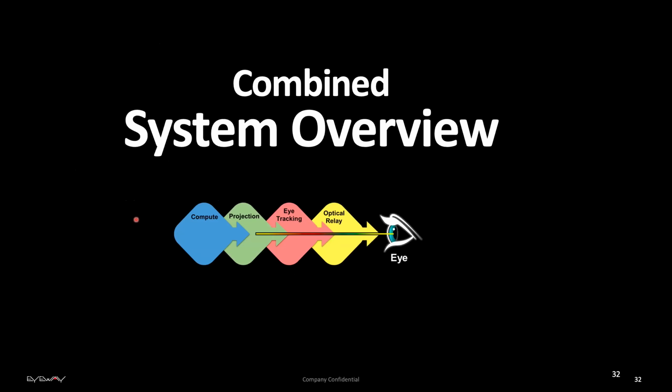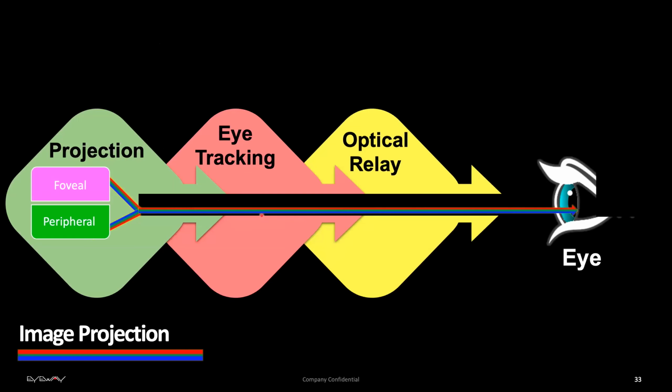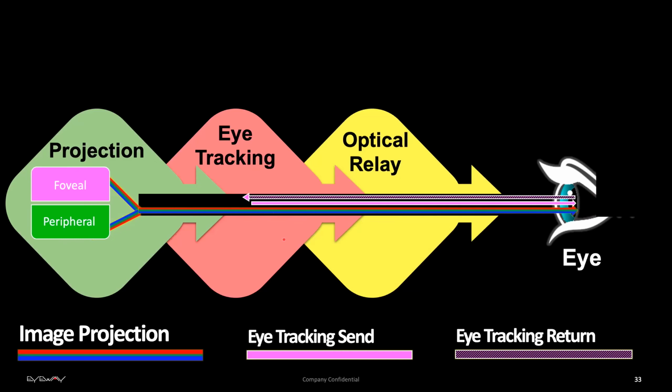So now back to the combined system, just to remind us what we have is the projection unit that projects the two images, the foveal and the peripheral. They go into the eye tracking, and then the optical relay, and then into the eye. Now the eye tracking part is going also into the eye. This is the infrared laser, and it is coming back and measuring the reflection from the eye. So this all works in synergy. I will show you in a moment a short video clip of how it operates.